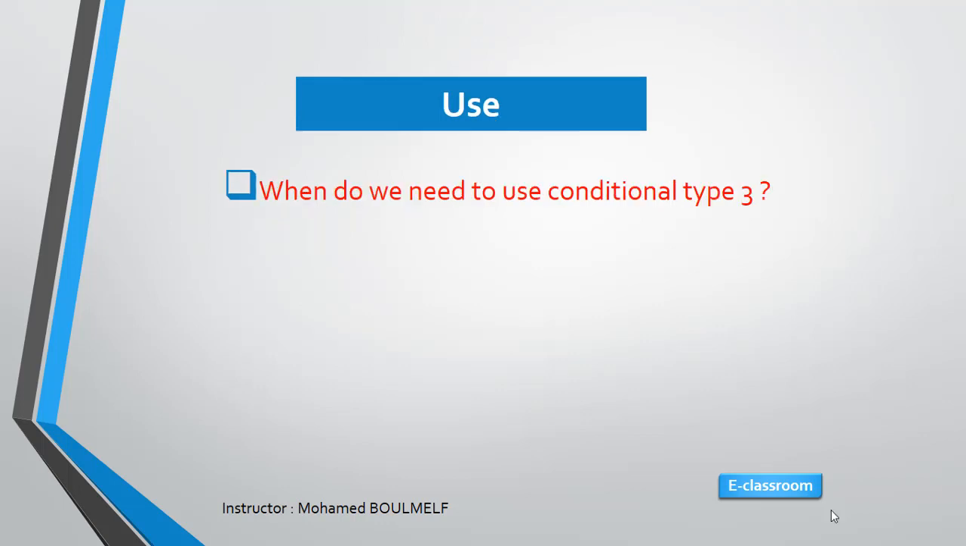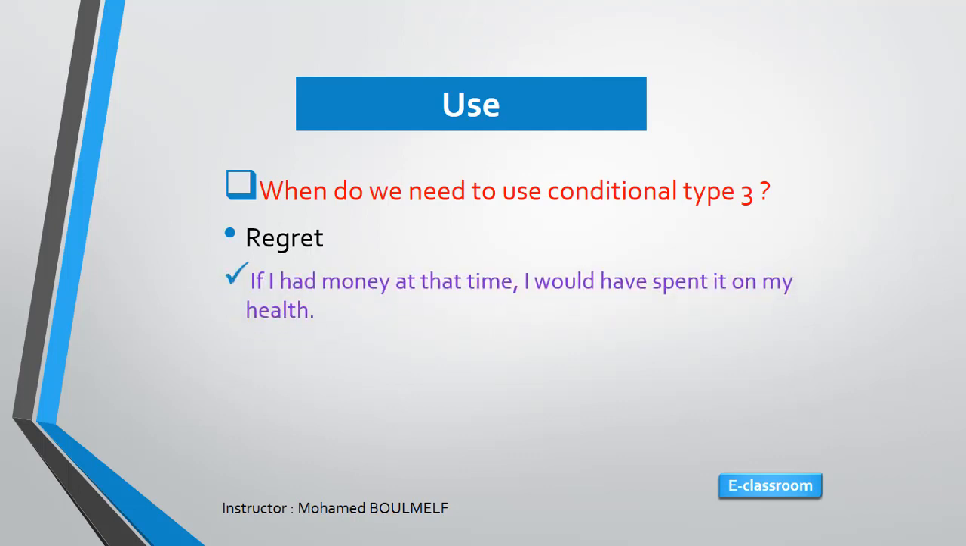Now, when do we use conditional type 3? Basically we use it when we talk about regret: something that happened in the past and you regret it. You wish it didn't happen. Let's take an example. If I had money at that time, I would have spent it on my health. It means that you didn't have money and you wish you had it, so you could spend it on your health.